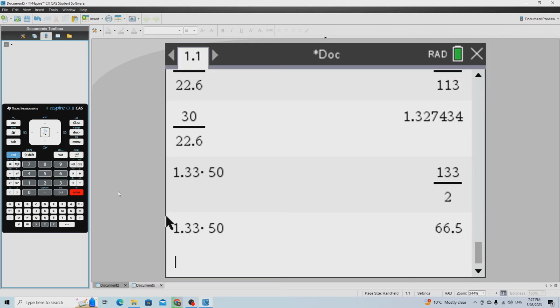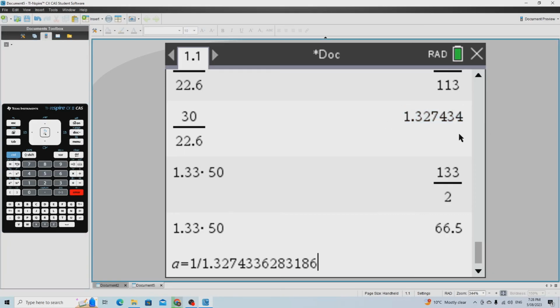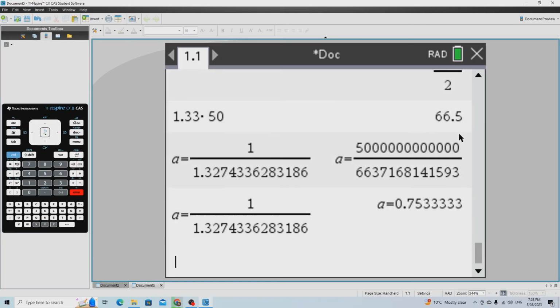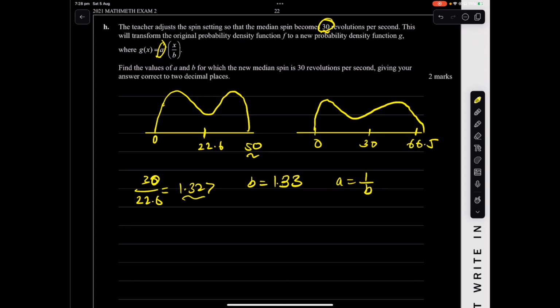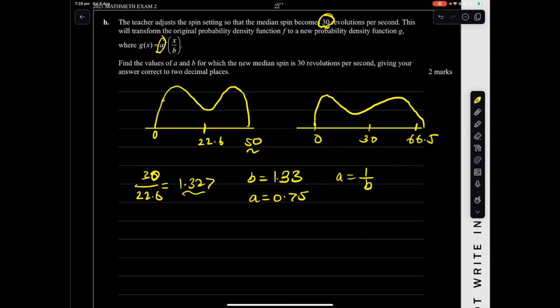Let's try that. So A equals 1 over B. What's our value of B? Which was this value here. So A is 0.75. I'm so unsure. Let me just double check it by using my calculator.